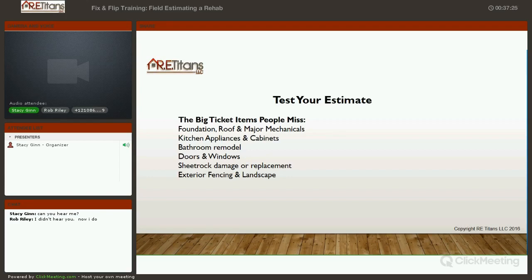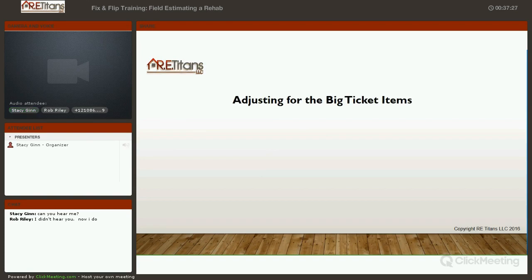So let's talk about adjusting for the big ticket items. Here are some quick calculators you guys can use. A foundation report is going to run you about $270 to $450. The variation is that you don't have to have an engineering report to give you an idea of what needs to be done on the foundation.